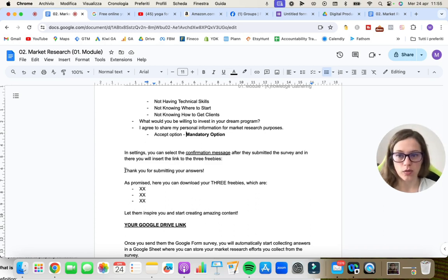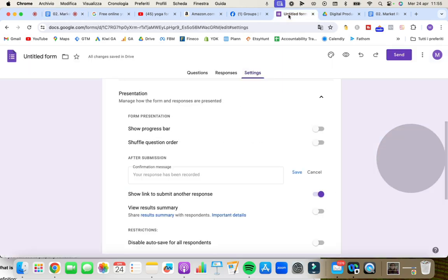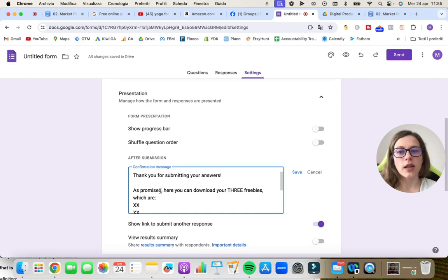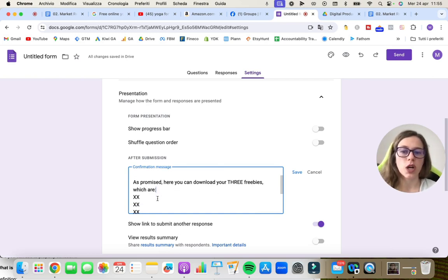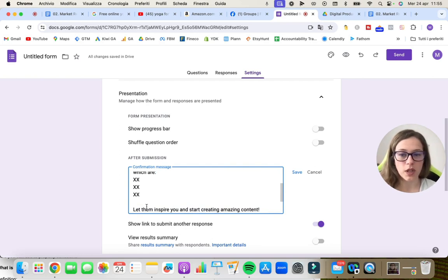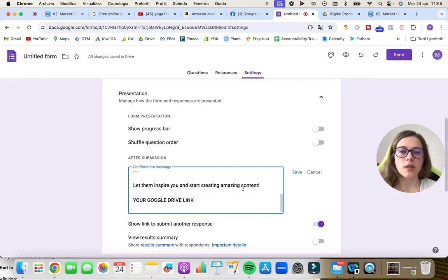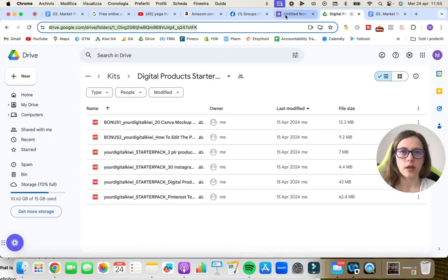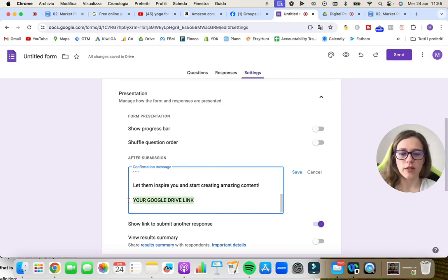So you can just, for example, copy this and paste it here. And you have, "Thank you for submitting your answers. As I promised, here you can download your 3 freebies, which are..." and you repeat what kind of freebies they are. Let them inspire you and start creating amazing content. And here you simply copy, this is just an example of the starter pack, you copy your Google Drive link.